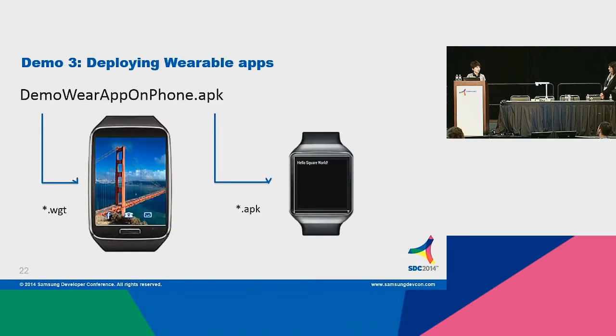Now let's move on to our third demo, deploying a wearable application. So the app I'm going to show here actually uses the technique I just talked about. It includes both a Tizen Wearable widget file and the Android Wear APK. So during installation, the Gear Manager interface package and the Android Wear interface package will pick and choose what they need and push them over to the wearable side. Can we switch back to the demo?